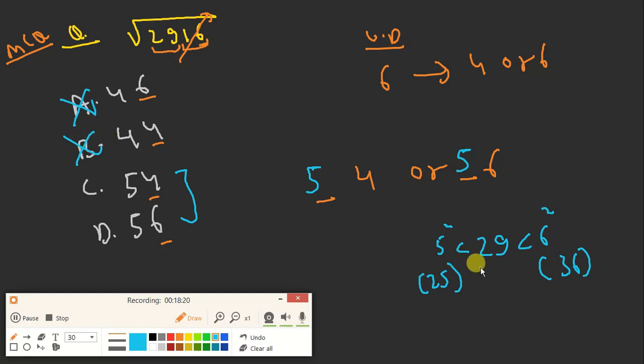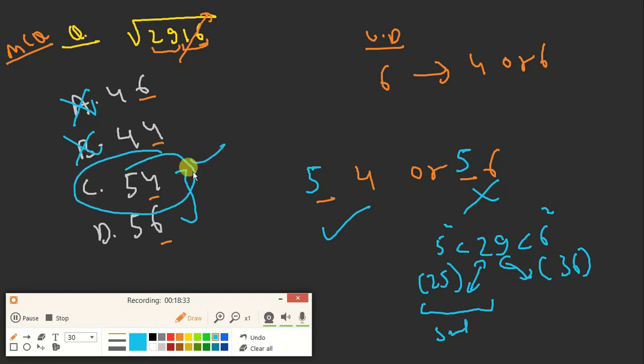So what we will see? Is this 29 nearer to 25 or 36? We can clearly see it is nearer to 25. Since this is the smaller number, we will take the smaller as our answer and not the bigger. So the answer would be 54 and not 56. Is it clear, my dear friend?